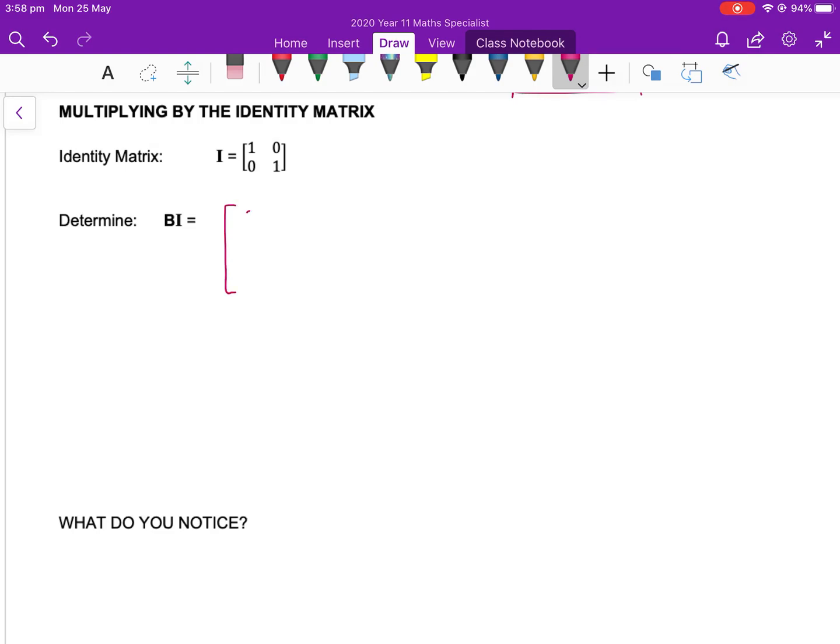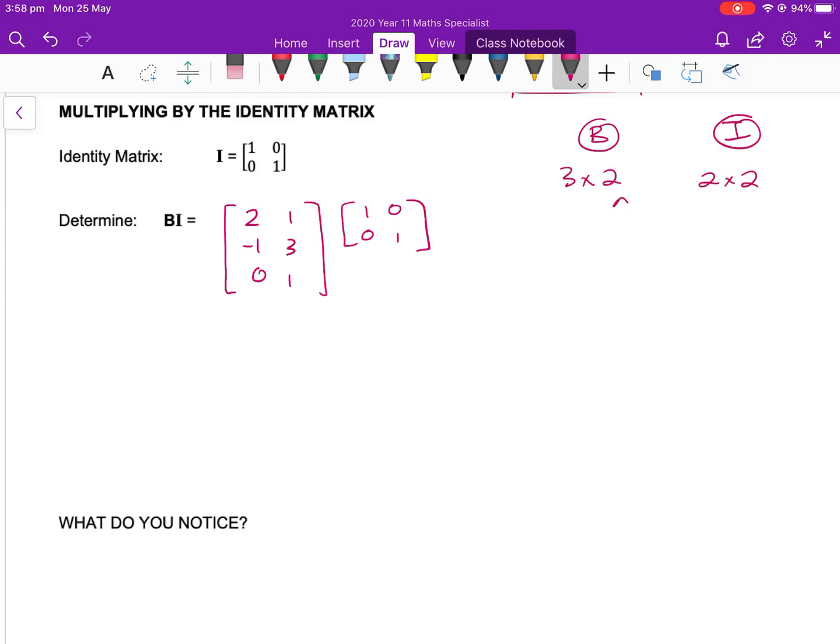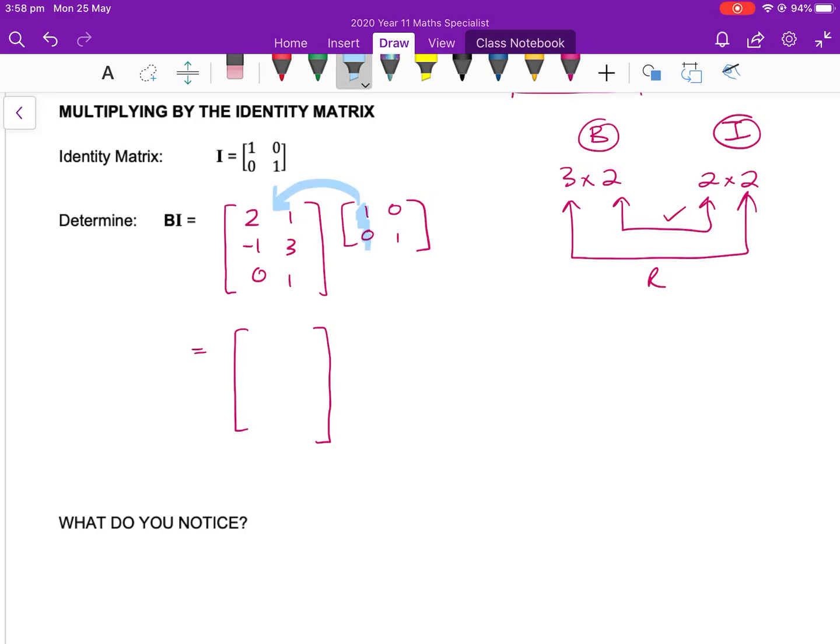So let's use matrix B. We've got 2, 1, negative 1, 3, 0, 1, multiplied by the identity or unit matrix as a 2 by 2. Now the size of matrix B is a 3 by 2 and the identity is a 2 by 2, which means, yes, we can multiply them and the result will be a 3 by 2. So 3 rows and 2 columns, the same size as matrix B. So again, this column is going to be multiplied onto each row.